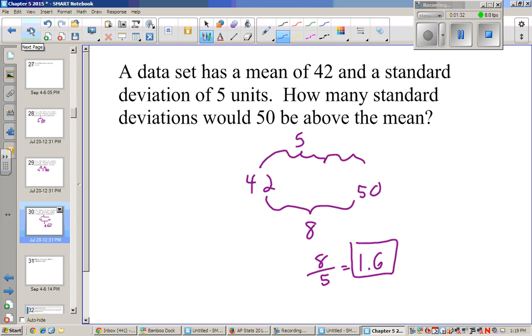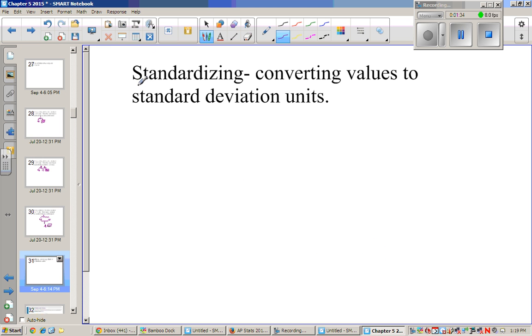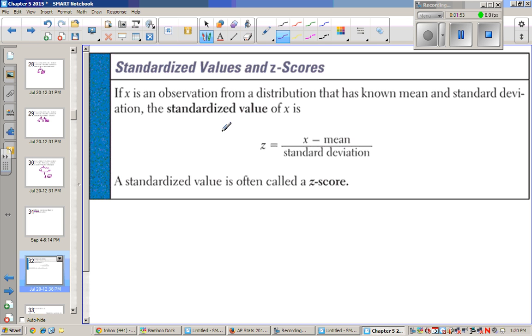Now, that's a really important number in statistics. We want to put things in standardized units. And when we say the word standardizing, we're converting values to those standard deviation units. We're going to strip them of their context. And now how many units are they from their mean? The way that we do that is we find what we call a z-score, or a standardized value. They use these words interchangeably, z-score and standardized value. To do that, we take each x-score, subtract the mean, and divide by the standard deviation. That gives us our z-score.